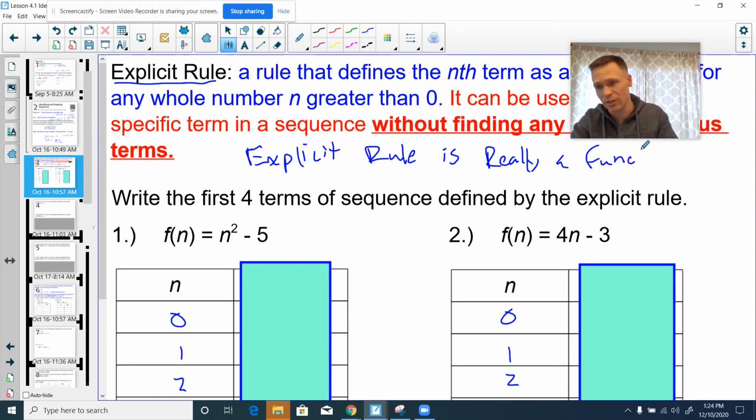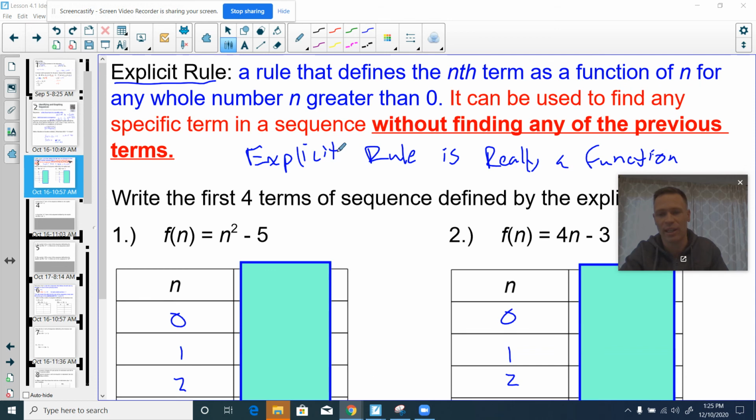And the good news is that we know how to handle functions, right? We substitute values into the function, we get answers out, and we get our y values. Instead of y values, what we're going to say is that we're getting numbers for the sequence. So we're substituting in, we're going to find the 0th value, the 0th term, and we're going to get our 0th term value. So that's just kind of like flipping the script here.